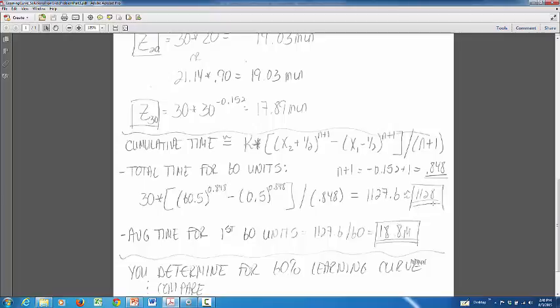1127.6 minutes. If you were to plug this information into Excel and set up the formula, it would be good Excel practice for you. You could have the time for unit 1 through the time for unit 60 added up. That adds up to 1,128 minutes. So you can see it's a very good approximation for the total time to produce the first 60 units.